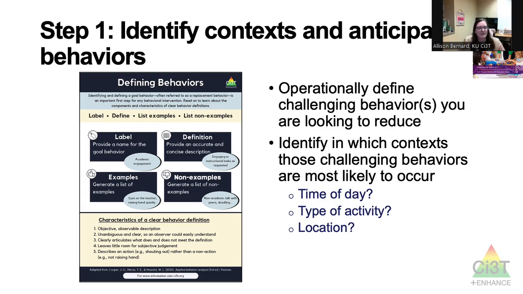The first one is to identify the context and anticipated behavior. So let's use transition time as an example here. So you might think, oh, I'm having a lot of issues with my students walking quietly in the hallway. They're really running around. They're not walking in a straight line. And I'd really like them to do that more quietly and in a more organized fashion. So what you would do is operationally define what that challenging behavior looks like and what you're wanting to reduce.